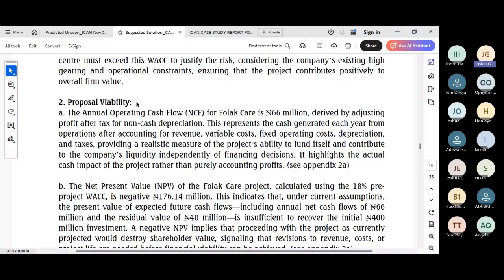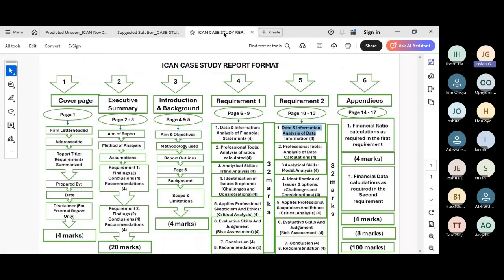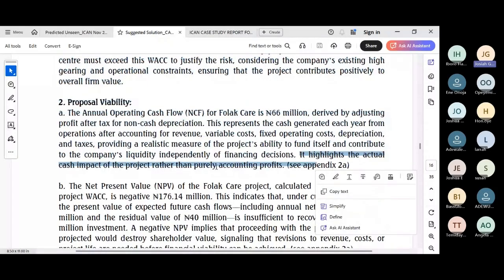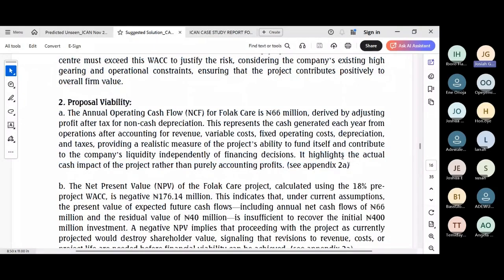Now for the professional tools of requirement 2 under this preseen we've provided, or unseen we predicted, we want to talk about the computations and cross-reference our appendix. We said the annual operating cash flow of Folak is about 66 million. We've computed that. We concluded by saying it highlights the actual cash impact of the project rather than purely accounting profits. So we say see appendix 2.